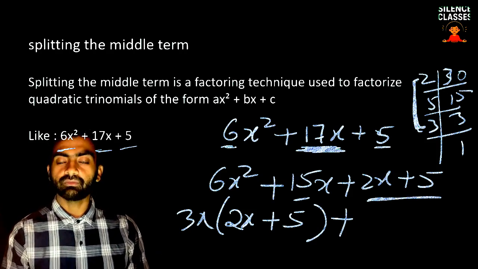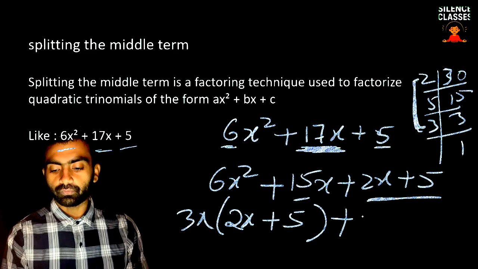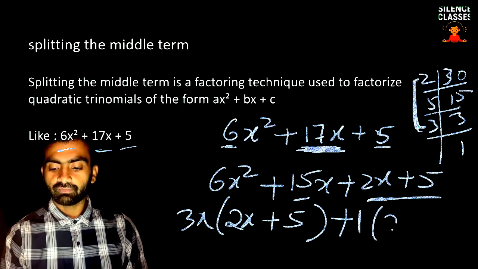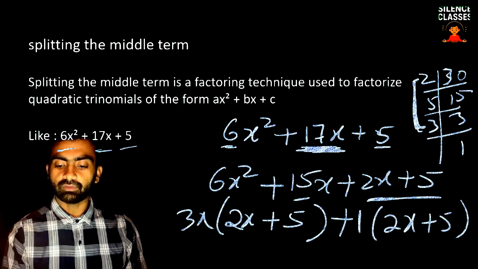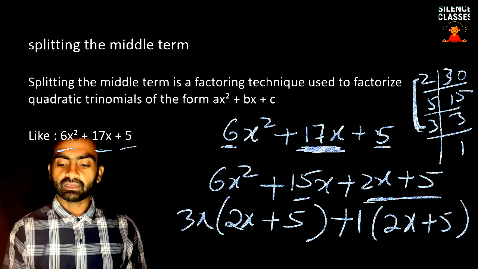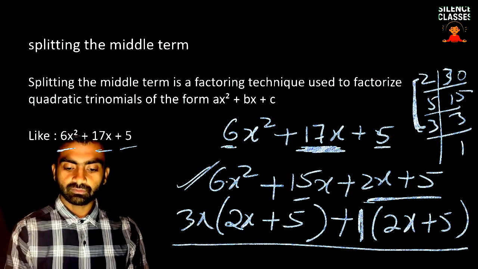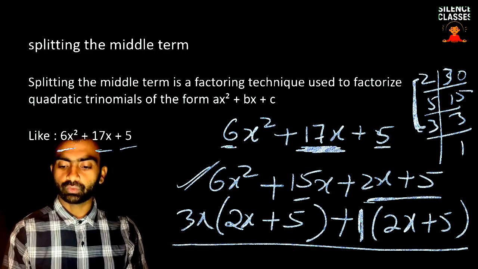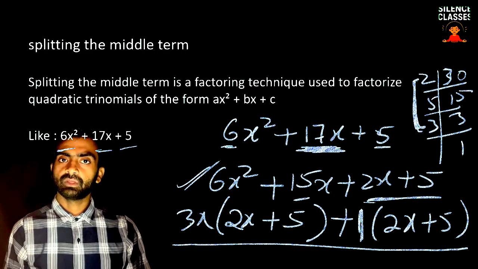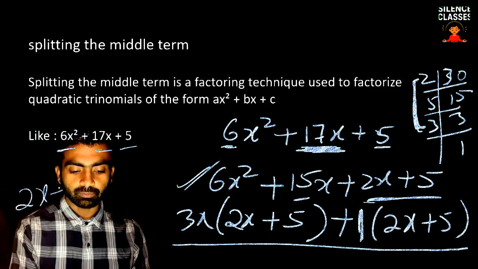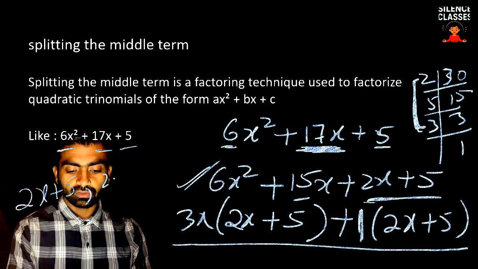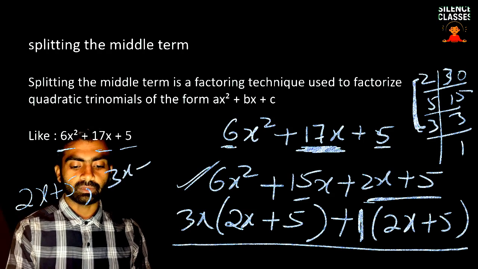So 2x plus 5 is already given over here, so we will take 1 over here, because if I multiply 2x plus 5 by 1, we will get 2x plus 5 only. So that's why we have taken common as 1. Once we open this, we will get 3 2s are 6, 6x square, 3 multiplied by 5 is 15x, 1 multiplied by 2x we will get 2x, and 1 multiplied by 5 we will get 5. So we will get 2x plus 5, and we will get 3x plus 1.